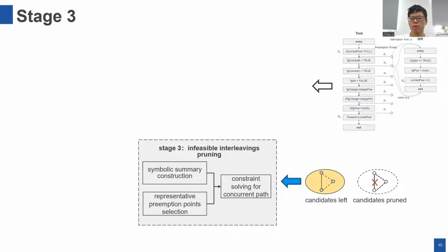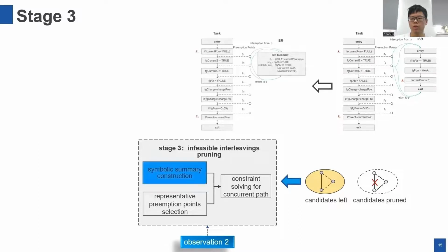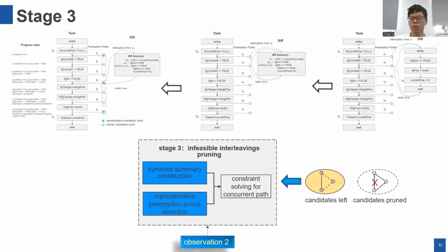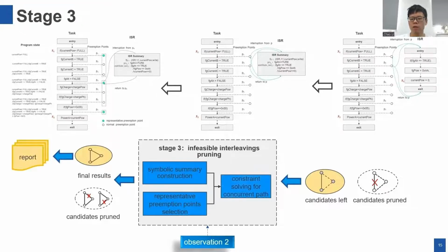In the third stage, InterAtom analyzes the intermediate results obtained in the previous stage to eliminate the infeasible concurrent interleavings. Based on observation 2, we first construct the symbolic summary of each ISR to avoid redundant path condition computation. Then, we propose a representative preemption point selection method to reduce the interleaving space. Finally, we check feasibility by constraint solving.